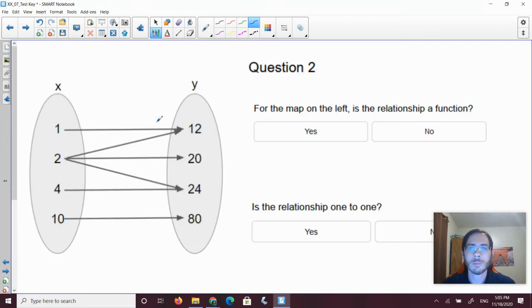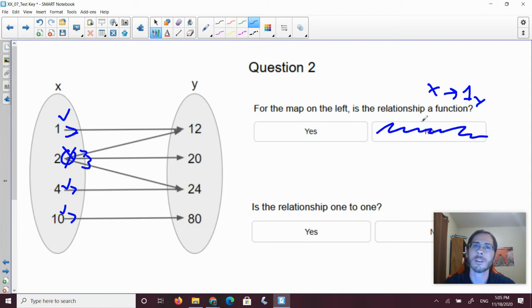All right, for number 2, so here's the function map we were talking about. It says for the map on the left, is the relationship a function? So we got to check. Remember, to get a function, each x has to go to only one y. 1 only goes to 1, so we're good. But 2 makes it not a function because it's going to 3 different options. 4 would work out, we're only going to one option, and 10 works out because we're only going to one option. But because of this 2 right here, we have to say no, that's not a function.